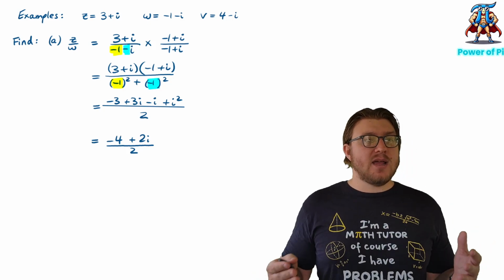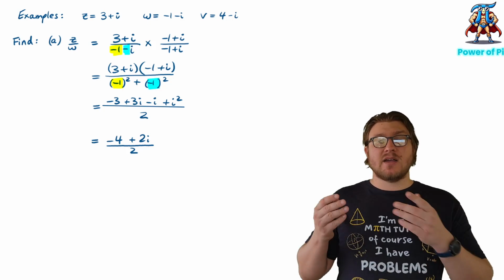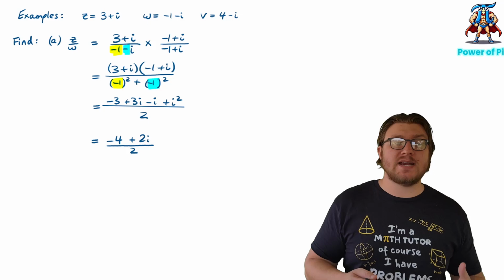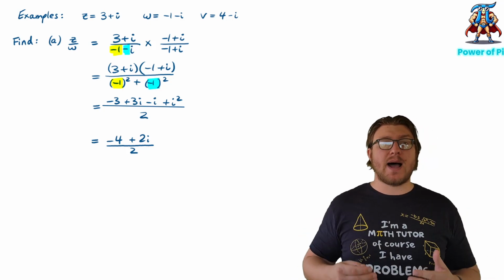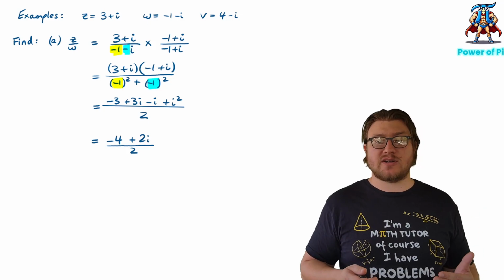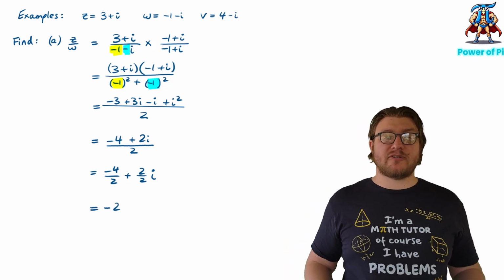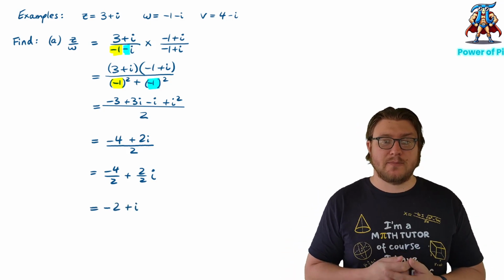And again, if you paid good attention in the irrational number parts, this we want to separate so that we have real part and imaginary part. So this is going to be -4 divided by 2 and 2i divided by 2. Well, simplifying our fractions, we get -2 plus i.